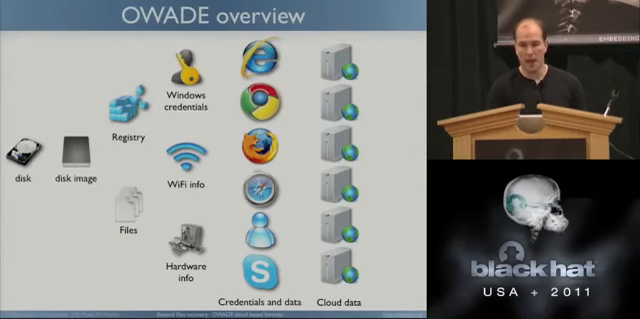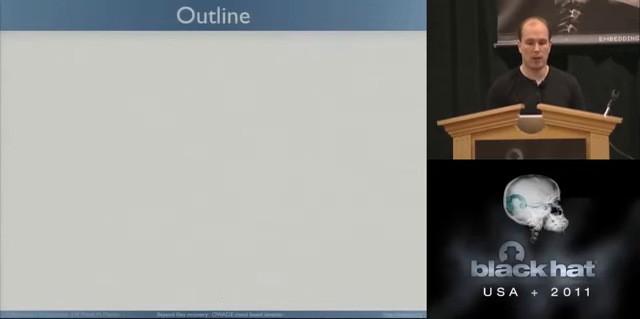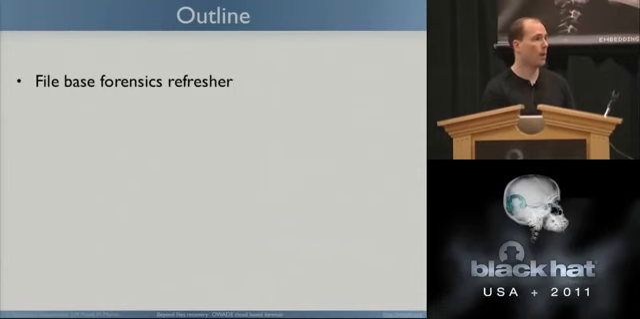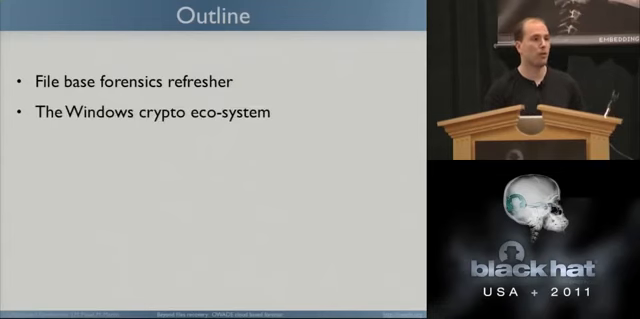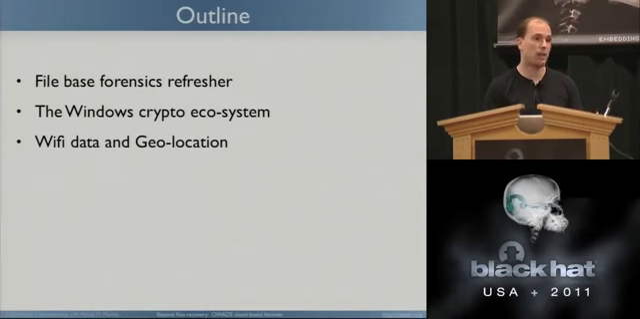So let's see how this talk is going to be, the rest of the talk. First, we're going to give you a very quick file forensic refresher to see how we get from the disk to the registry. Then I'm going to tell you about the Windows crypto system for those who are not familiar with it, how it works, how DPAPI works, so you get the idea how we can decrypt that. Then we're going to do how you can actually extract Wi-Fi data and how you used to be able to do geolocalization with that until Microsoft patched it, I think, Sunday morning.